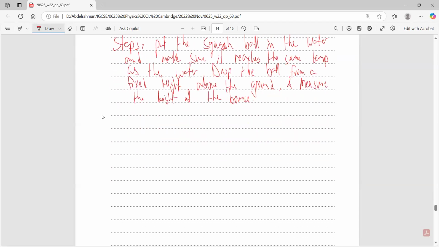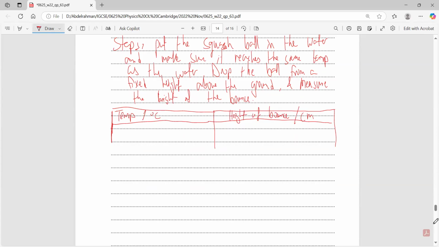What about the table? Can I draw a table? Yes. Don't have that many things to draw on the table, right? In the table, the most important thing is to write down the initial temperature in degrees Celsius, and the height of the bounce in centimeters, right?